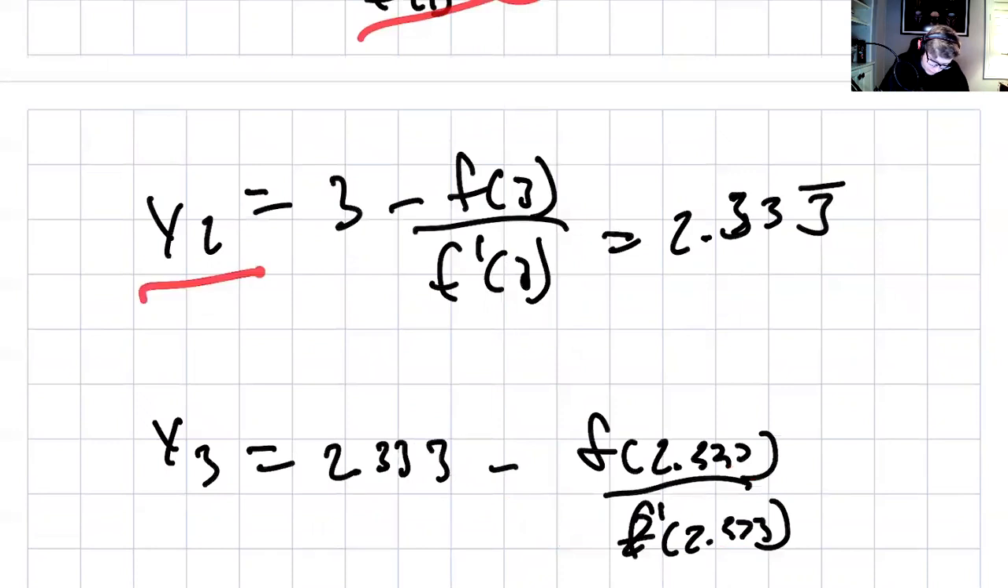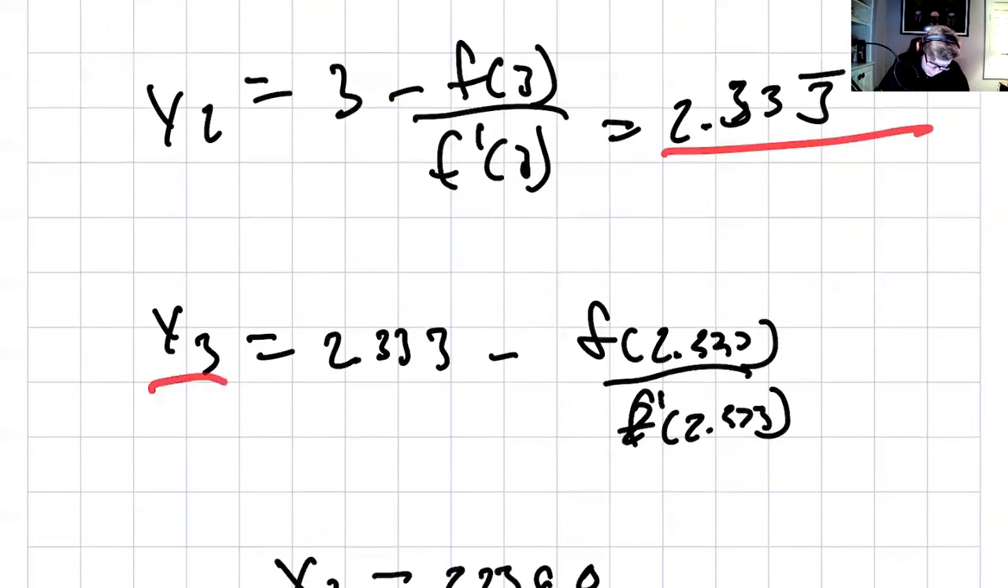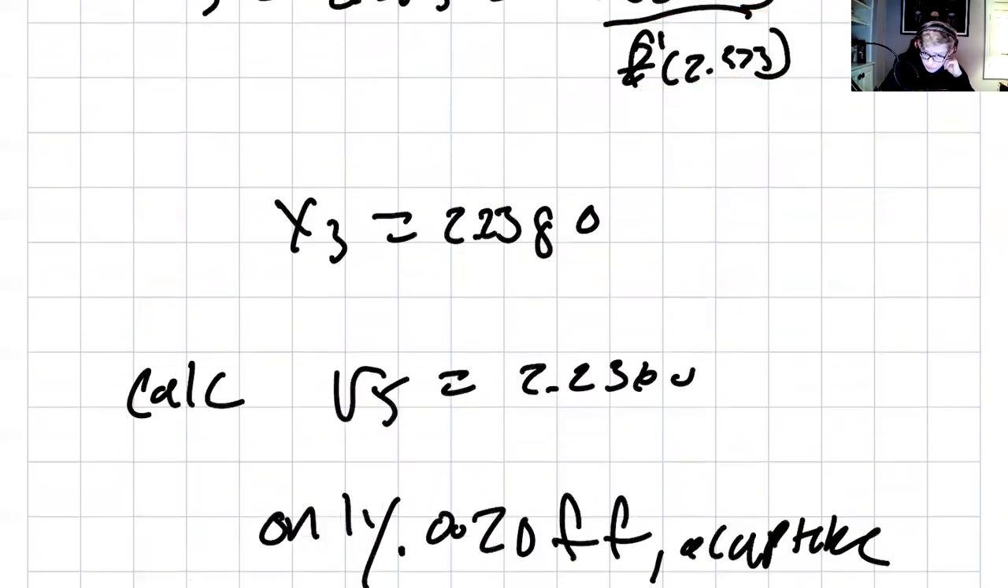Move down here, x2 is going to be 3 minus that. Move over, 2.3 repeating, approximate. x3, 2.3 repeating, fill that in. We end up with x3 is equal to 2.380, which is what it has to do. Use 3 iterations to find the approximation.